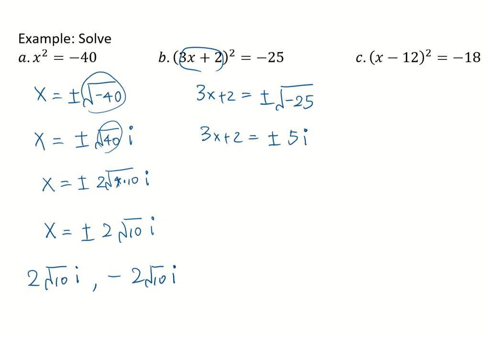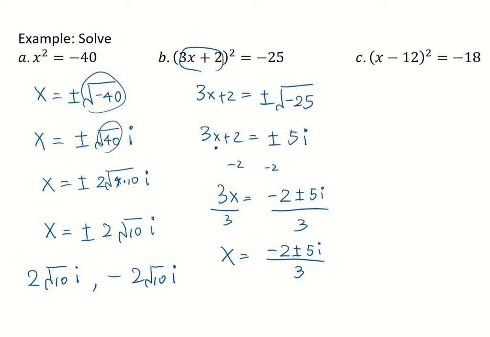Okay, so now let's leave x by itself. Subtract 2 on both sides. So 3x equals negative 2 plus or minus 5i. Divide both sides by 3. You have x equals negative 2 plus or minus 5i, over 3.